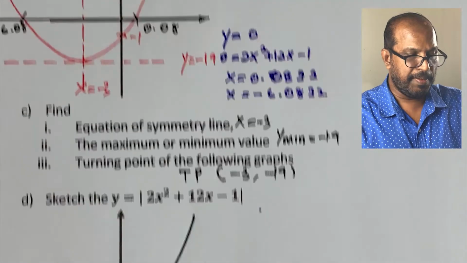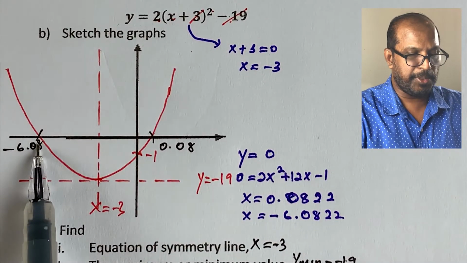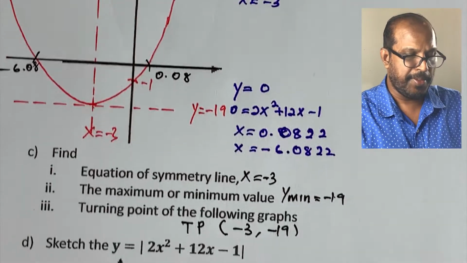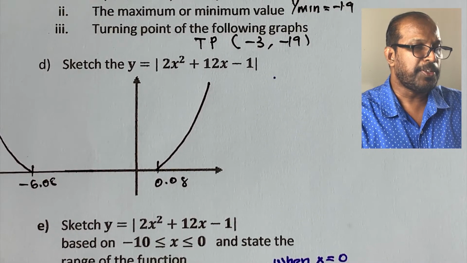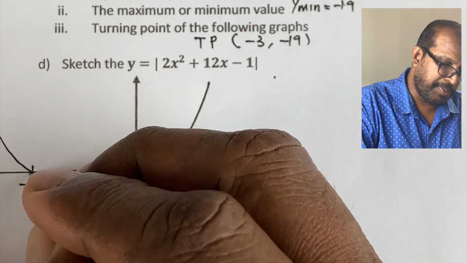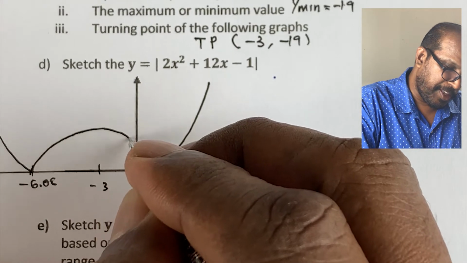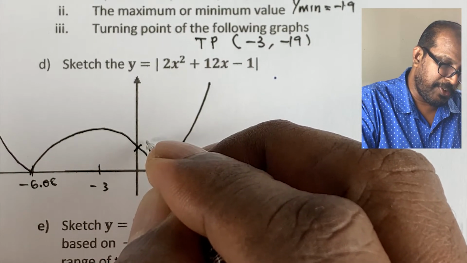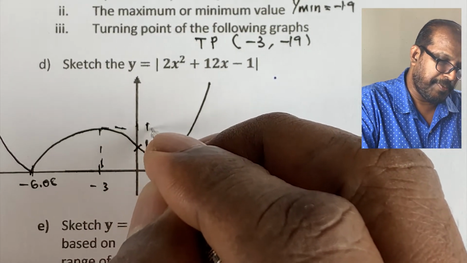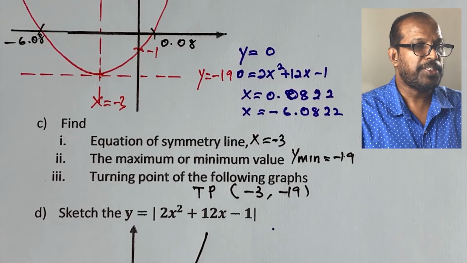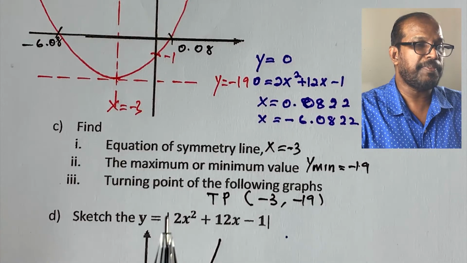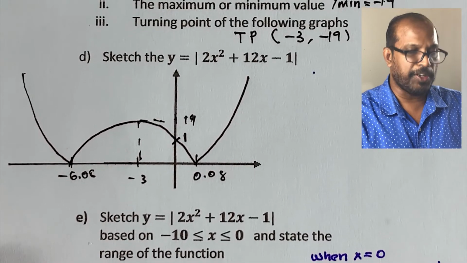And here the graph is in between this one and the turning point, negative 3 and negative 19. We reflect them. So when I reflect them, the graph will be at negative 3, and this will be something like that. It comes back, and this value is 1, and this value is 19. So see, here is negative 19, now it becomes 19, and it happens at negative 3. Okay, so we got the graph.